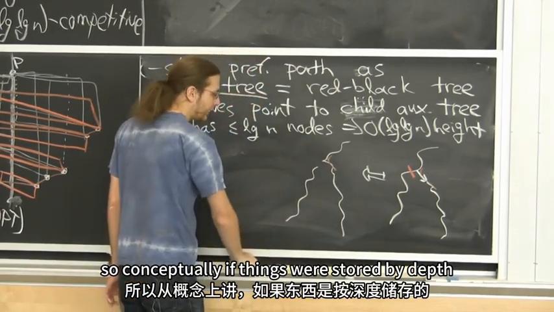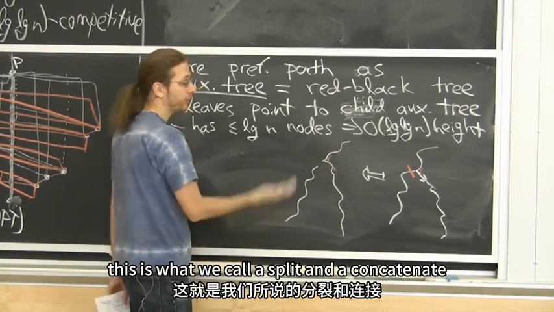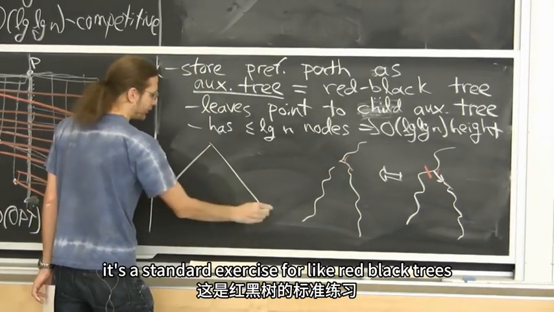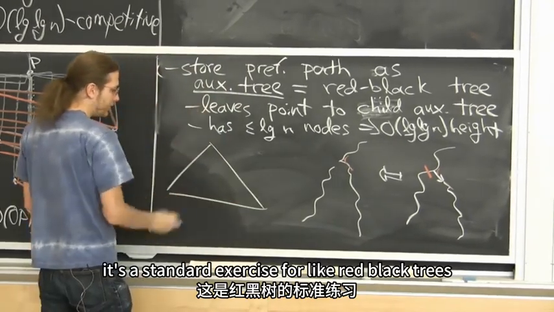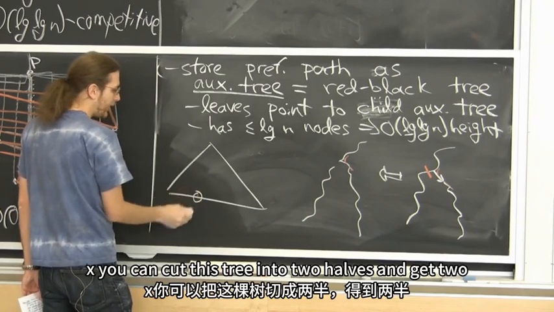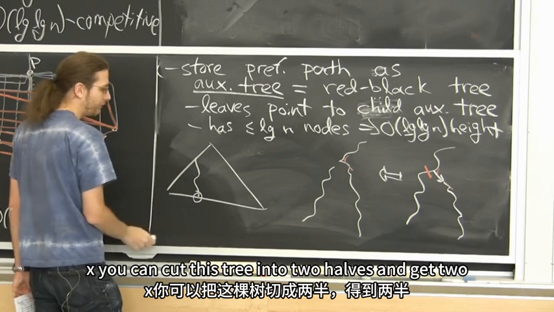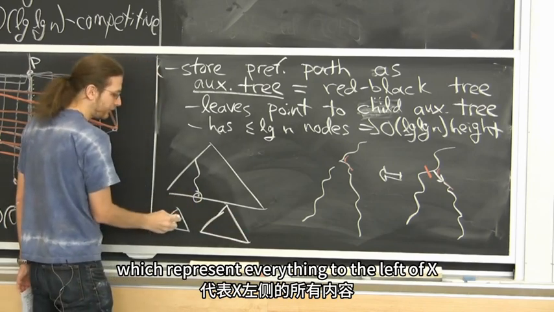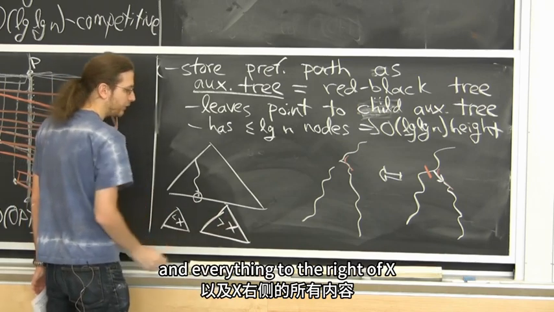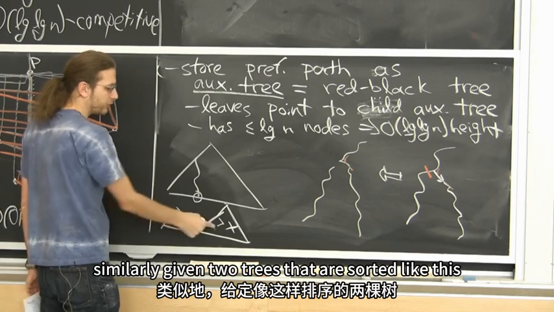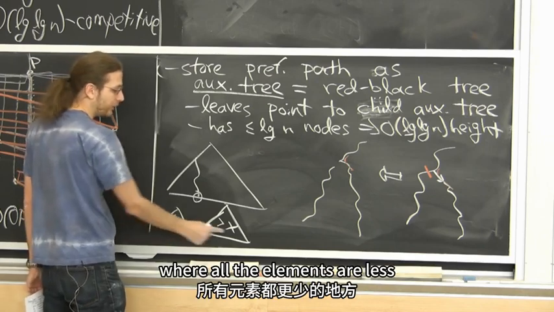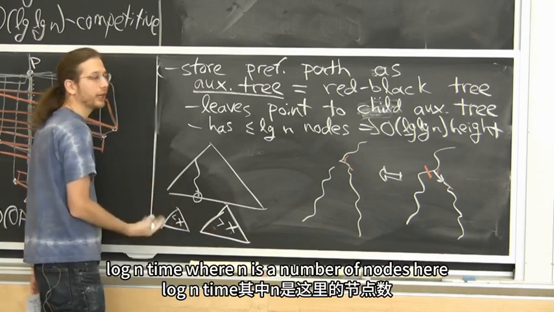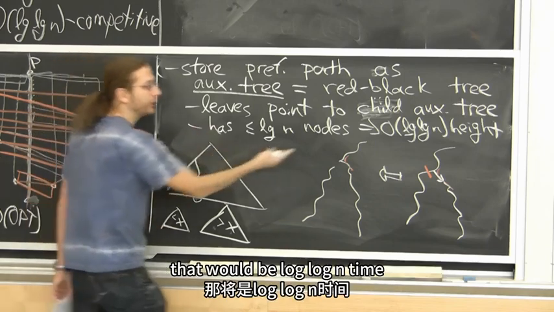So conceptually, if things were stored by depth, this is what we call a split and a concatenate. You should know this from regular binary search trees. It's a standard exercise for red-black trees. Given a query X, you can cut this tree into 2 halves and get 2 red-black trees, which represent everything to the left of X and everything to the right of X. Similarly, given 2 trees that are sorted like this, where all the elements are less than all the elements over here, I can concatenate them into 1 red-black tree. And all of these take log n time, where n is the number of nodes. Here, that would be log n time.